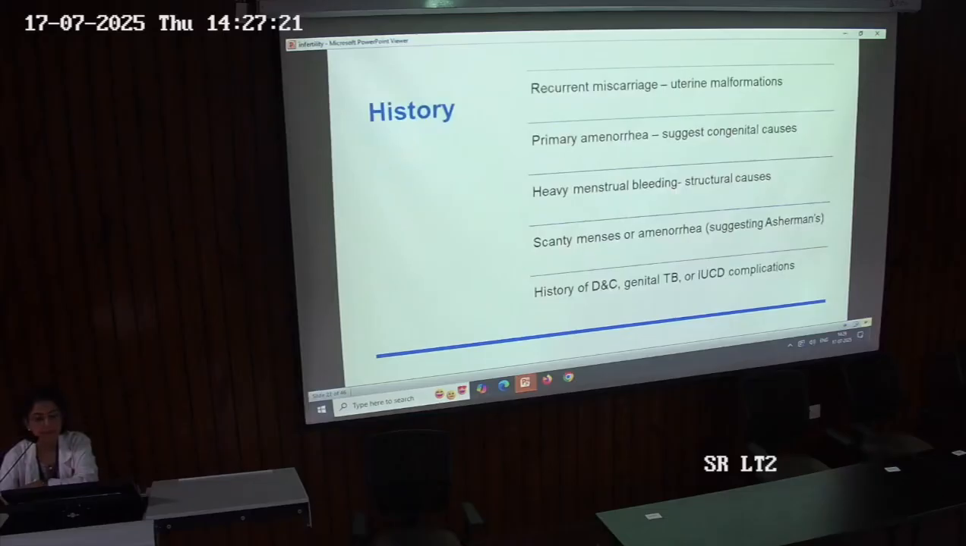In uterine factors, they present usually with recurrent abortions or some problem with the menstrual flow, usually hypomenorrhea, or it could be heavy in cases of fibroid or adenomyosis.